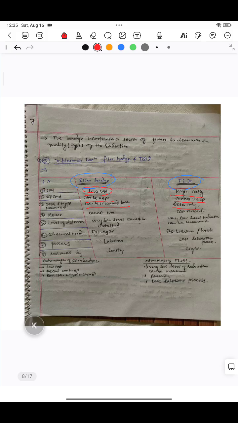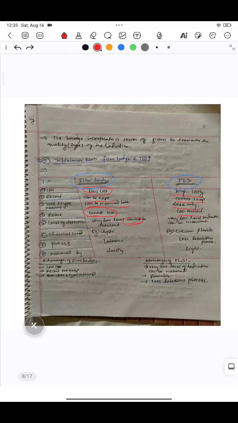And what about reuse? Film badge cannot be reused, like a photo studio. Once we use and print, it cannot be reused. TLD, on the other hand, can be reused. Level of detection: film badge cannot detect very low levels, whereas TLD cannot detect different types, but very low level radiation can be measured.